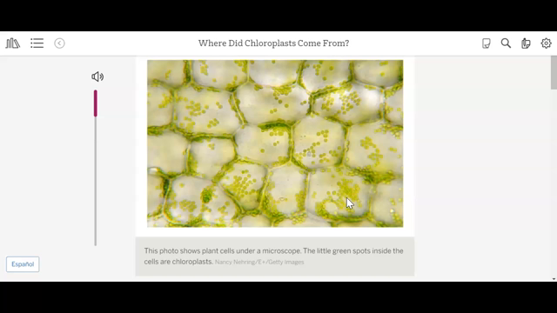So again, this is a photo that's showing plant cells under a microscope. The little green spots inside the cells are the chloroplasts. So you can see that each one of these is a cell, and then the green spots that you see inside that cell, that's the chloroplast. You can see that there's many, many cells here, and then within each cell, the chloroplasts.